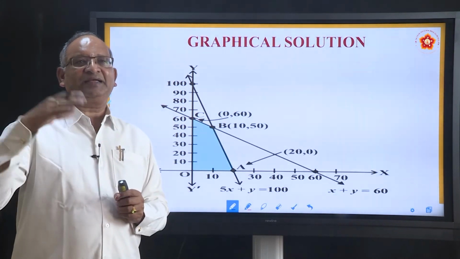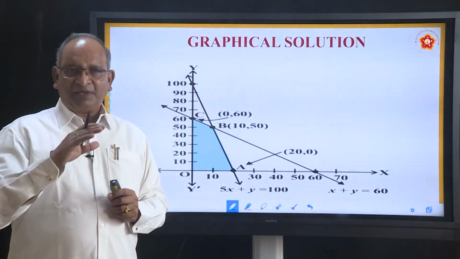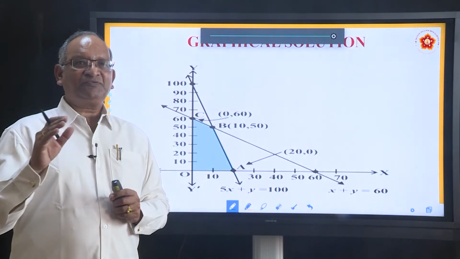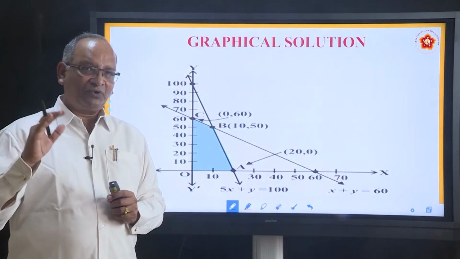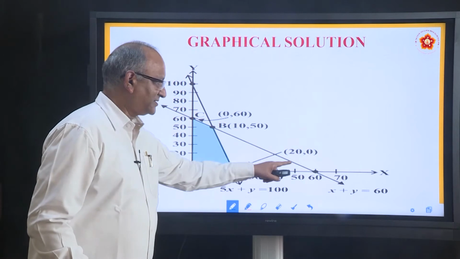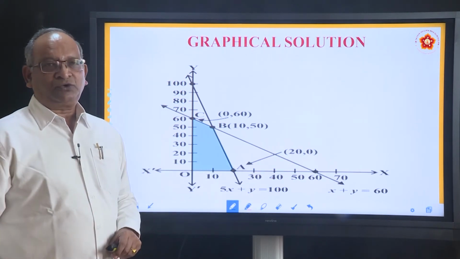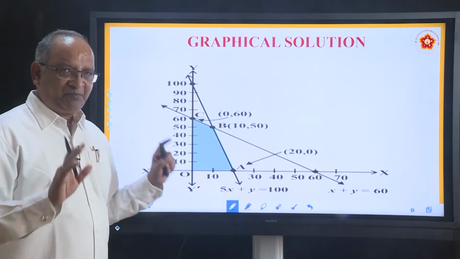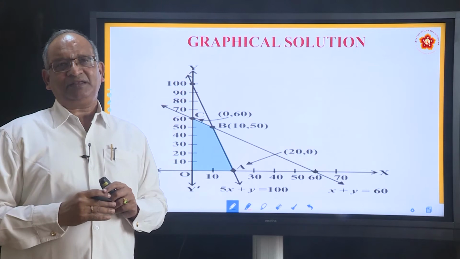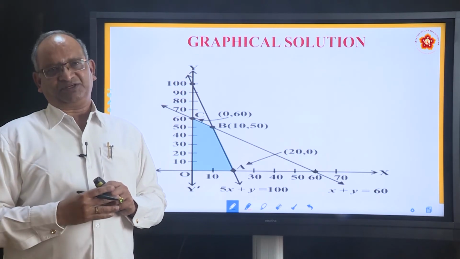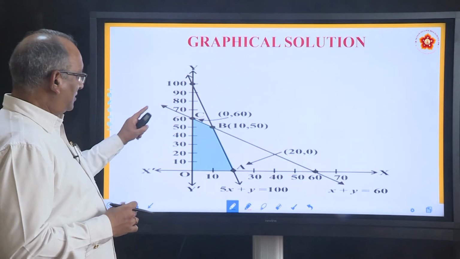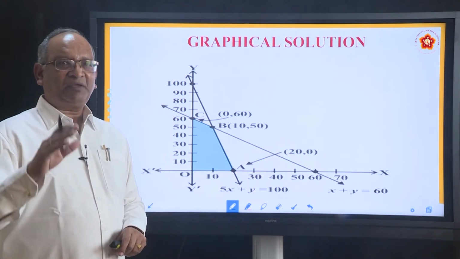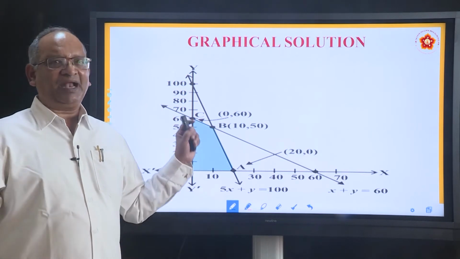Next one was y is greater than or equal to 0. Replace the inequation with equal to, it will become y equal to 0. So what is y equal to 0? It is the equation of the x axis. So this is the x axis. So two inequations are being turned into equations, and we got this. In the same manner, the other two constraints which are there, you also convert them into equations. So one of them was 5x plus y less than or equal to 100. So we made it equal to 100 and draw the graph.